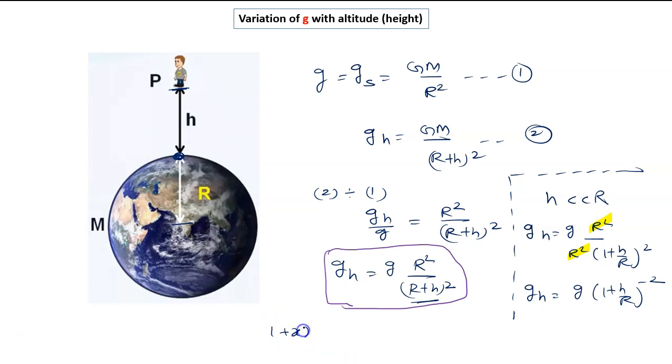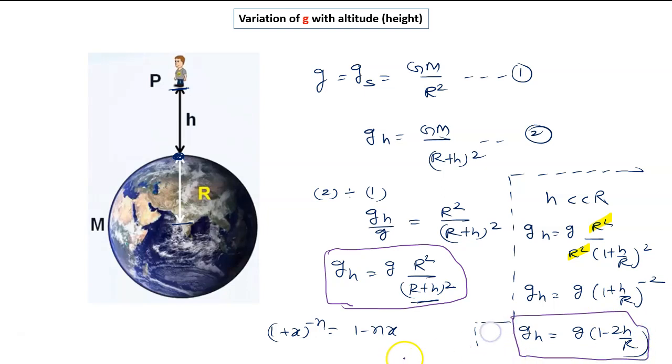It is given by 1 plus x raised to power minus n is approximately 1 minus nx. So you apply the same binomial theorem. You will get gravity at any height h is given by g times 1 minus 2h upon R. This is equation number 3. So for the height variation of g, we can use this equation or we can use this equation. This equation will be used when h is less than R, and when h is comparable to R, we will use this formula, that is g_h equal to g R square upon R plus h whole square.